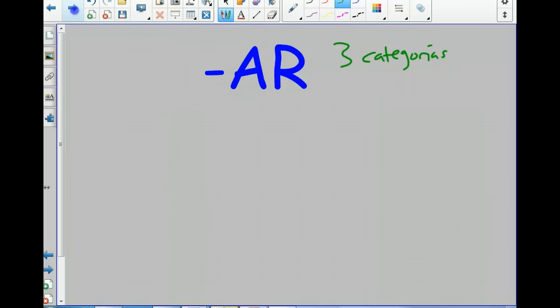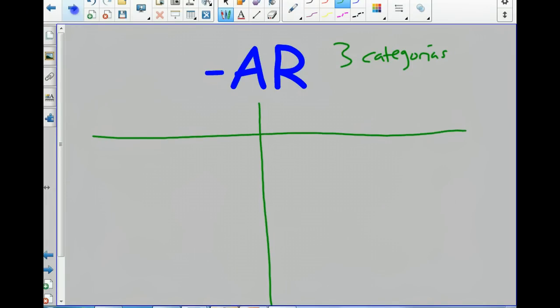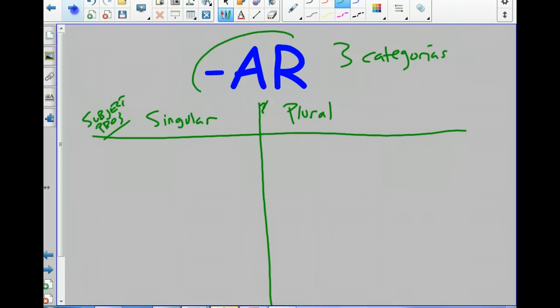So let's start off with AR verbs. So if we once again start using our little grid here, which we saw before in the previous screencast, and we have our singular over here, and we have our plural over here, and we know what our subject pronouns are. I'll call them subject pros, which are going to be here and over here as well. Then we can take this verb, this AR ending, and we can decide, okay, how are we going to conjugate this verb? What are we going to do for the endings?